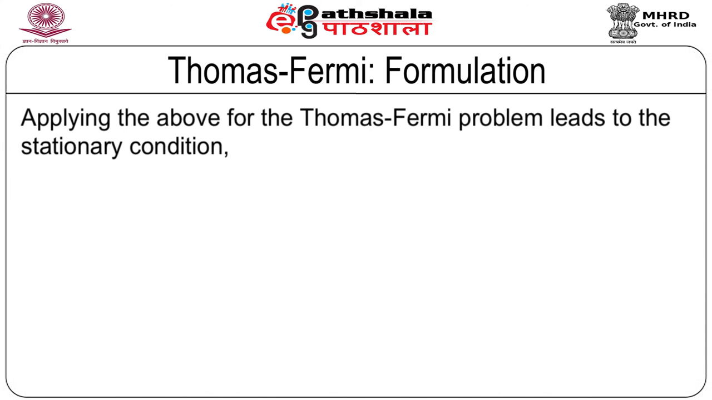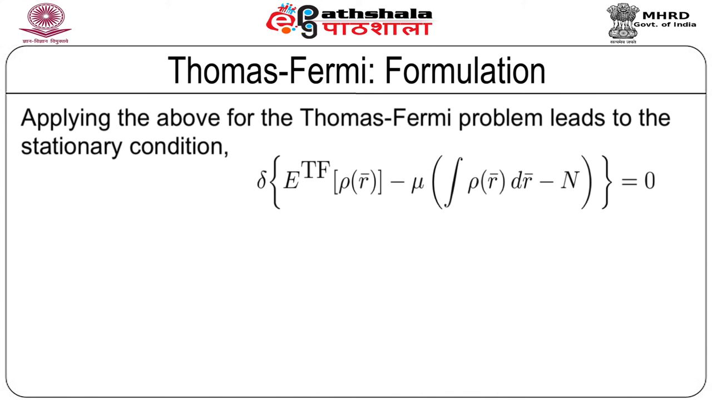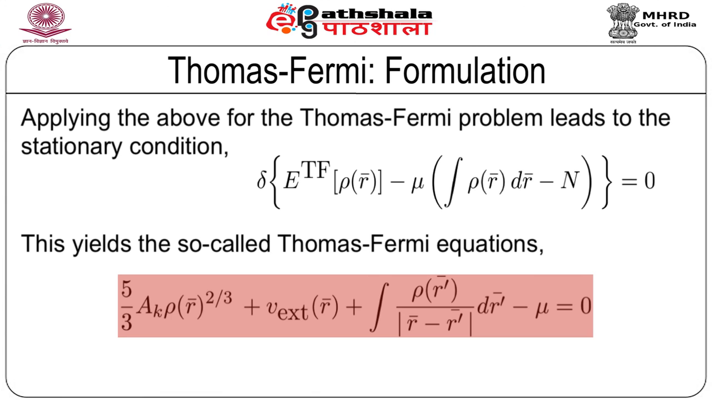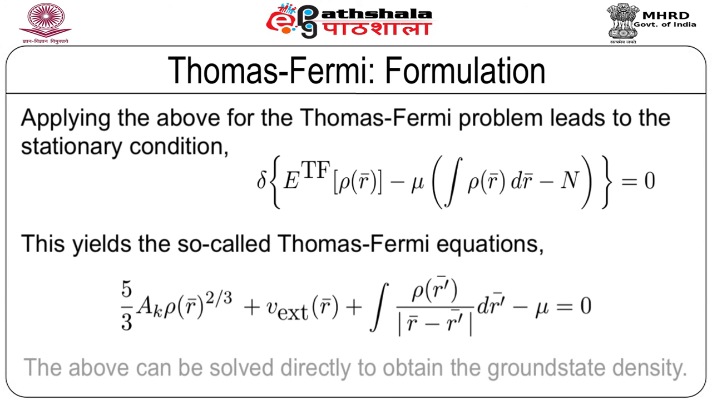Applying this general formulation to the Thomas-Fermi problem leads to the stationary condition given by the variation delta of the Thomas-Fermi energy functional, minus the product of this Lagrange multiplier mu times the constraint, which in this case is integral rho dr minus N, because this whole thing should be equal to 0, and this entire variation is then equal to 0. This yields the so-called Thomas-Fermi equation, which is 5 by 3 Ak rho to the power 2/3 plus V external plus integral rho of r prime divided by r minus r prime times dr prime, minus mu, equal to 0. This equation can be solved directly to obtain the ground state density.